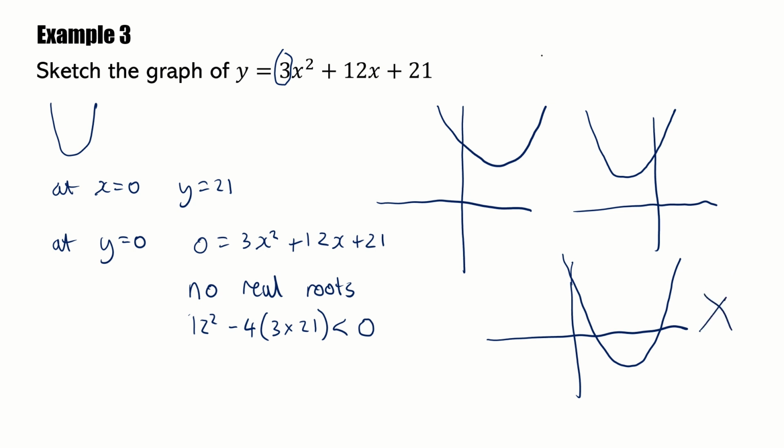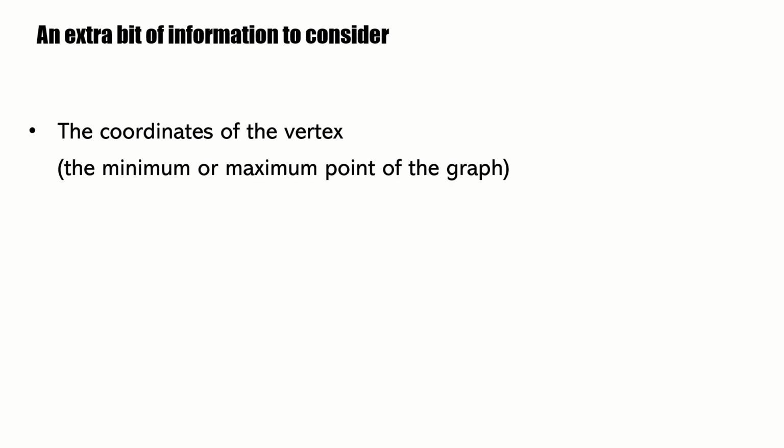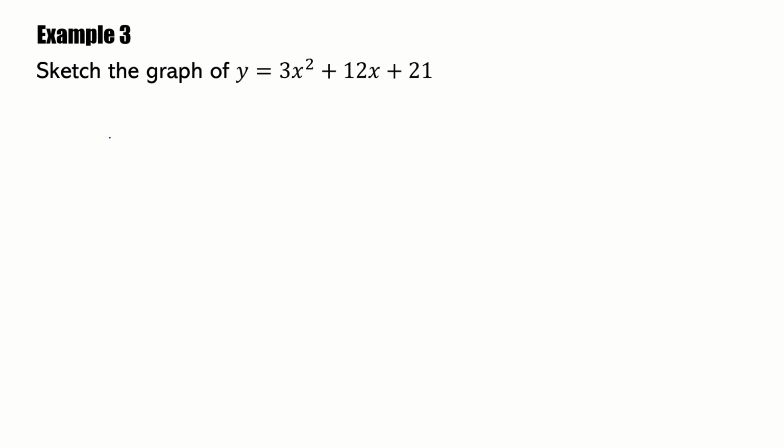So how are we going to know which of these situations is the correct one? Well, this is where you might consider trying to find the coordinates of the vertex. And to do that, all you have to do is use completing the square. And I've shown in another video how you can use completing the square to find the coordinates of vertices in general of quadratics. So let's have a go at doing that.